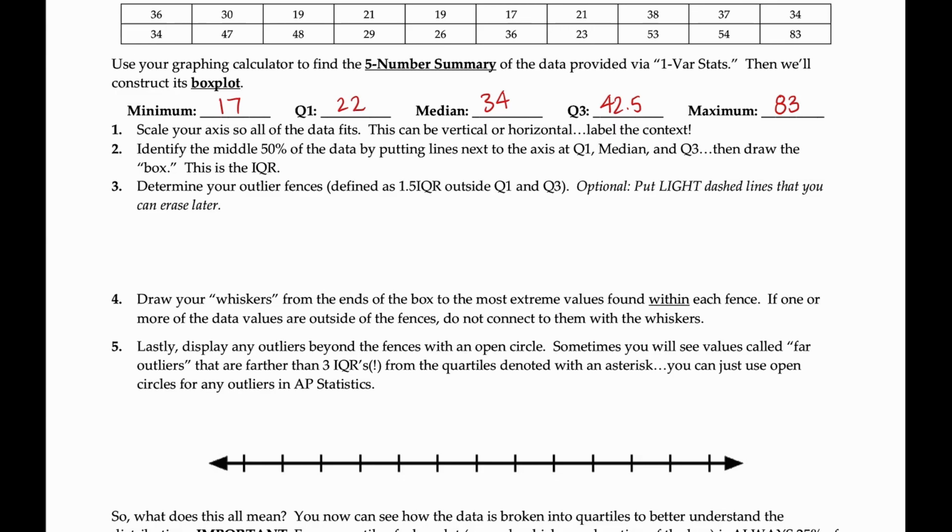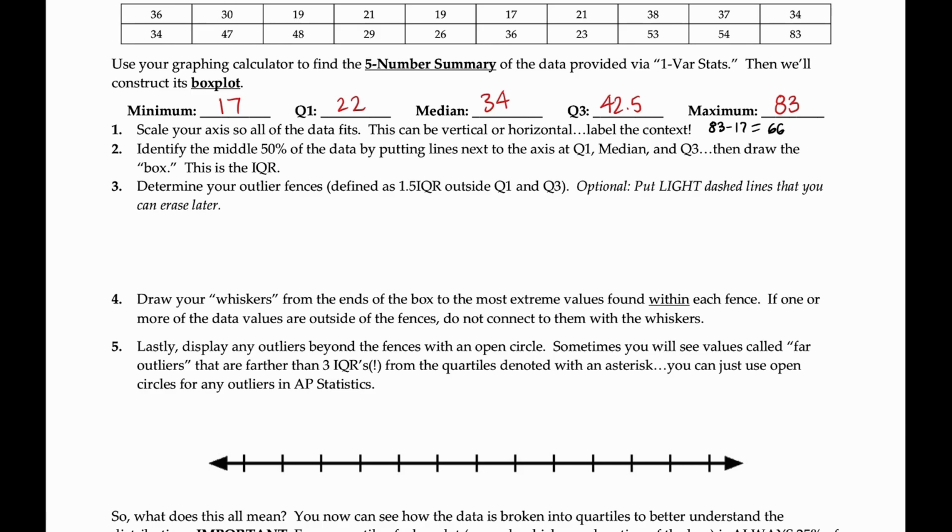So that's our 5-number summary right there. Now we're going to scale the axes down here in number 5 in order to make sure that our data will fit here. To do that, you can think about it like, okay, I need to get from 17 to 83. So 83 minus 17, I believe it's 66.